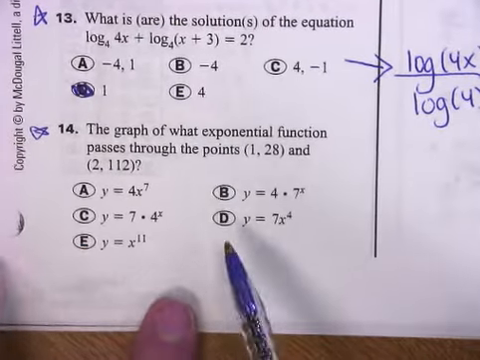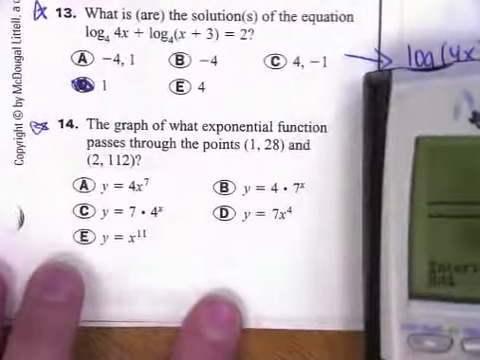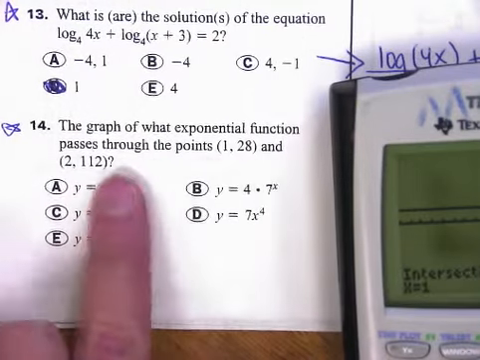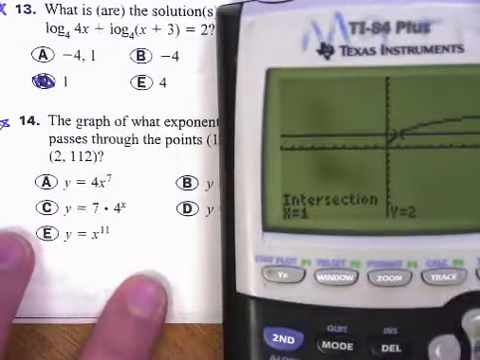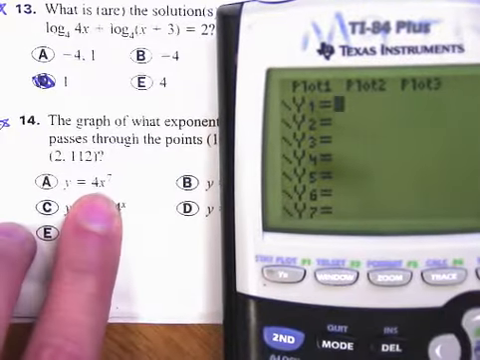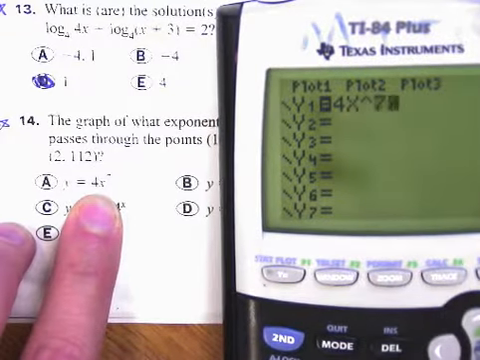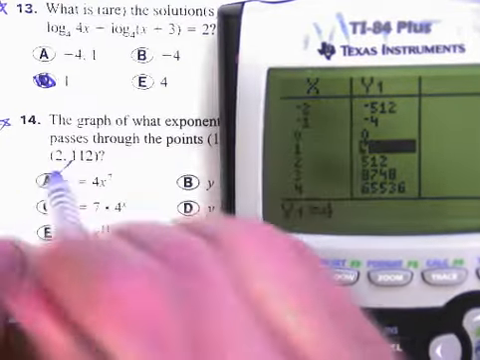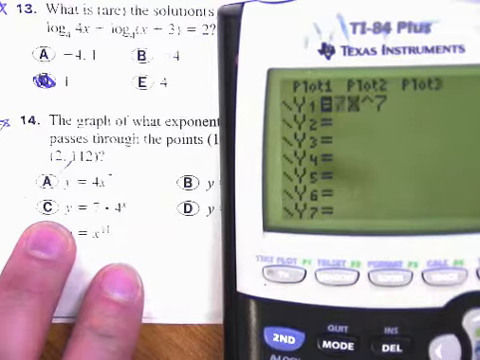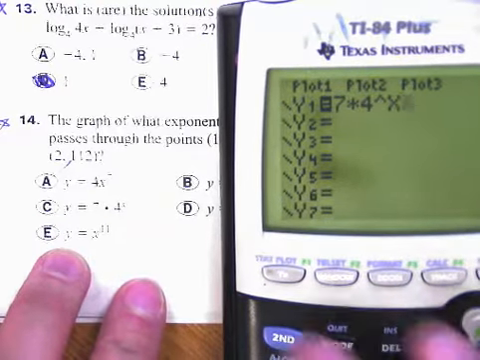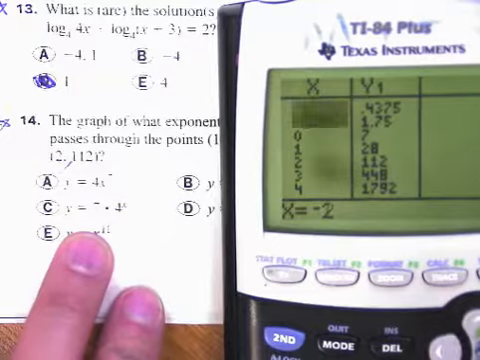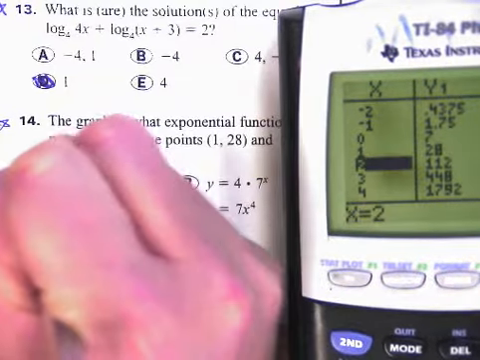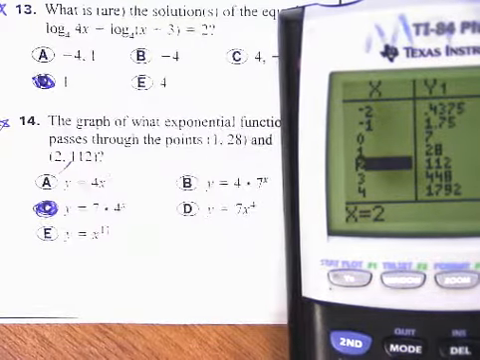So number 14. The easiest way to do number 14 is to go one at a time and graph them and see which ones give you the correct xy points in your graphing calculator. So what I would do for this is I would plug in 4x to the 7th, and then I'd go in my table and I would see if I get the point 128. I don't, so that doesn't work. Cross that off. Then I would plug in 7 times 4 to the x power, and I go in my xy table, and I would see if that gives me 128, and it does, and it gives me 112, so that has to be my answer. Thank God for graphing calculators.